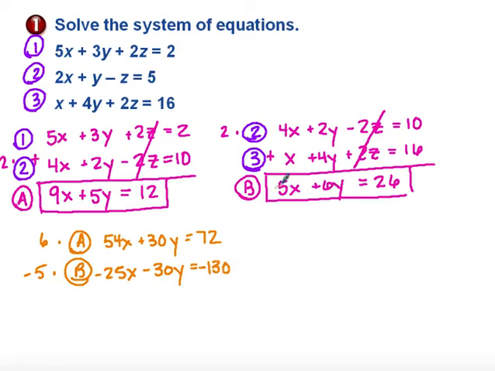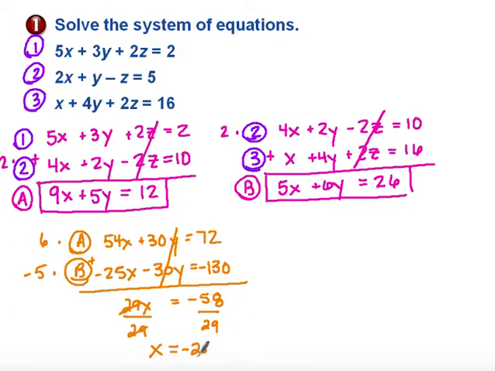So I just multiplied both of these, A by 6 and B by negative 5. When I do that, I see that my y's are going to cancel, and I'm finally down to one equation with one variable. I'm going to be left with 29x is equal to negative 58. I'm going to divide both sides by 29, and that's going to leave me with one variable, x, which is equal to negative 2. All right, now I only have found so far one variable, but now the other two are going to be pretty easy to find.